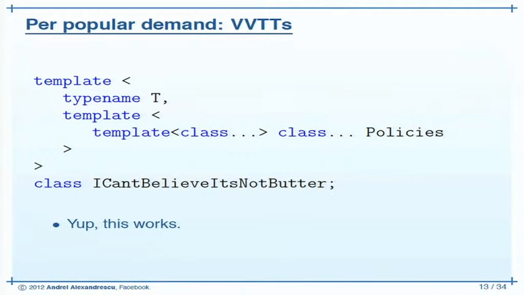Therefore, it is in. And the way this works is we have a template that has some, let's say, fixed parameters, such as T here, just for example's sake. And the interesting part is that I then parameterize it with a variable number of policies, each in turn taking a variable number of arguments. It's extremely flexible.